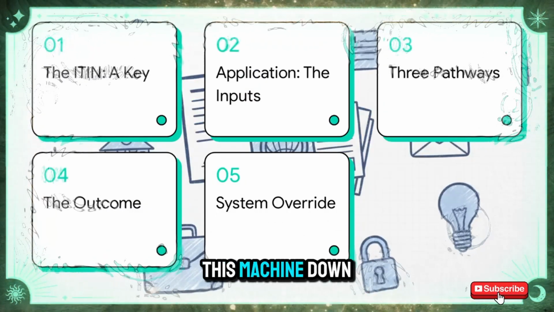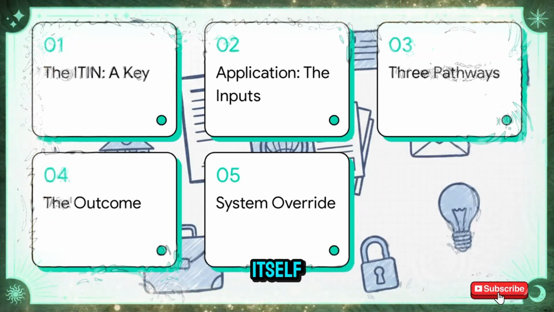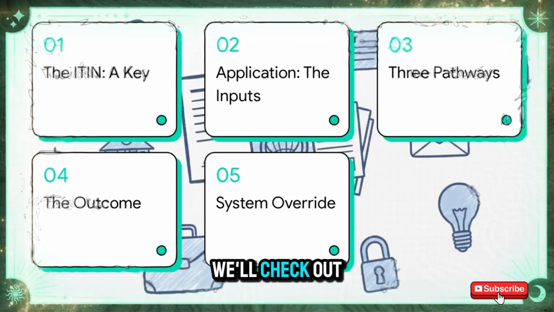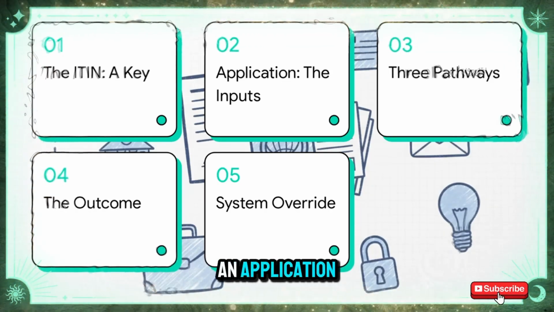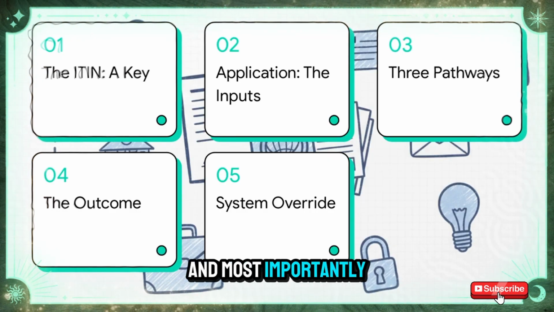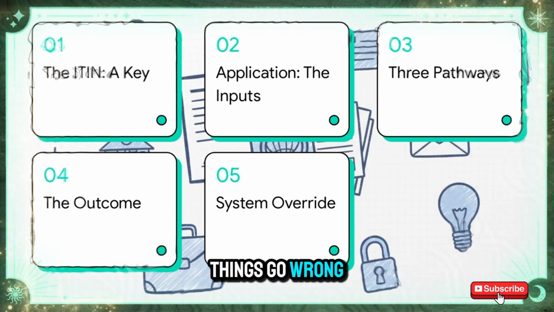We're going to break this machine down into 5 key parts. First, we'll look at the ITIN itself, what it's for. Then, the inputs you have to feed it. We'll check out the 3 different ways to submit an application, look at the success and failure rates, and most importantly, find the emergency override switch for when things go wrong.